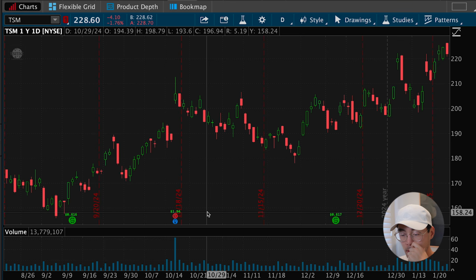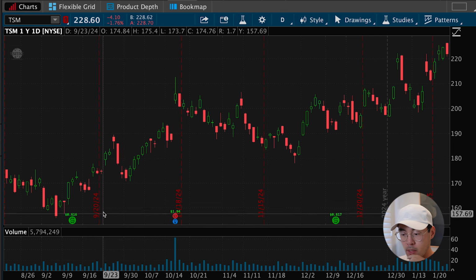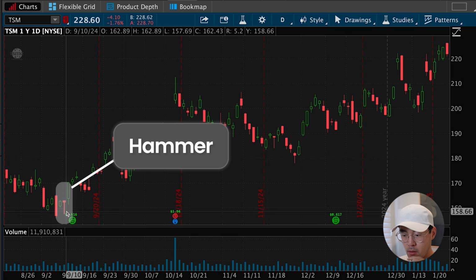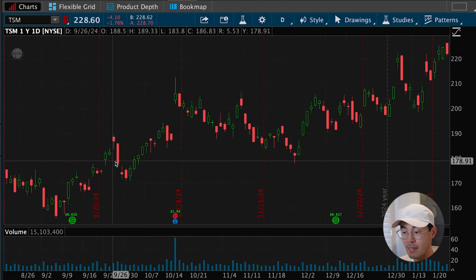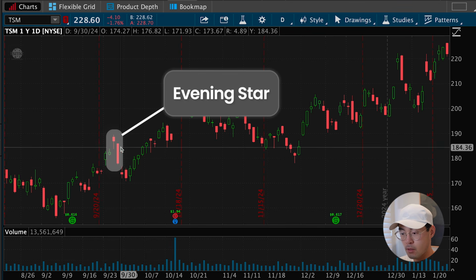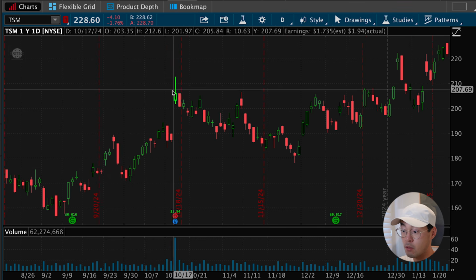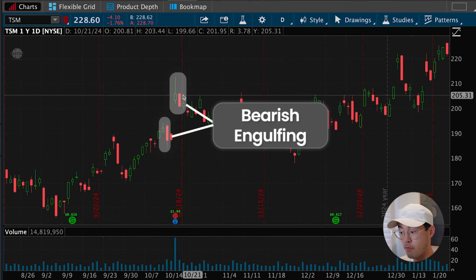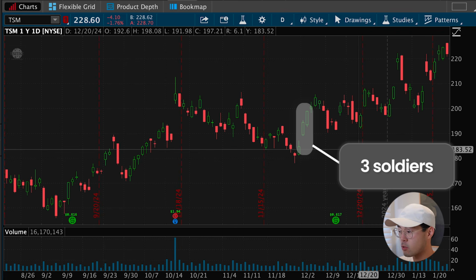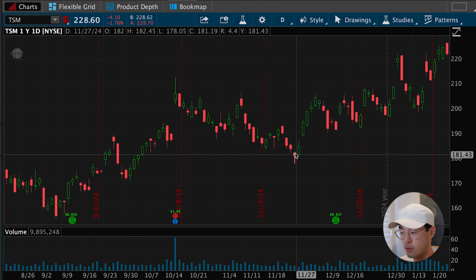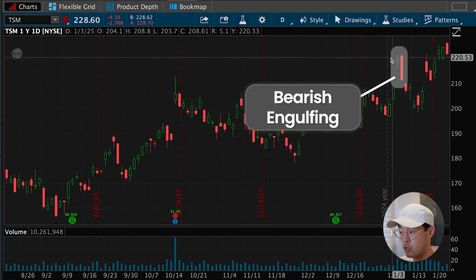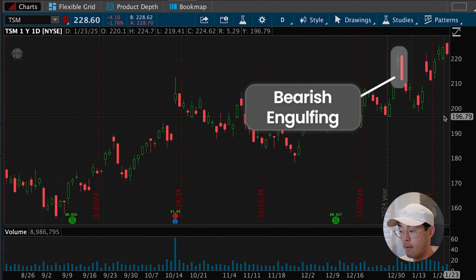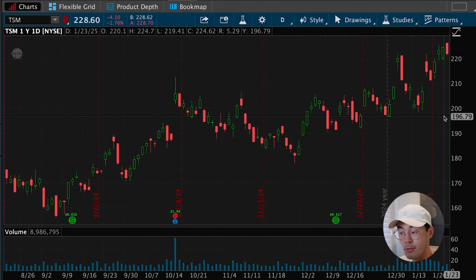For example, right here, you can see this might be a hammer. But this might be an evening star right here, right, up, down, and a large body. This could be here a bearish engulfing, another three soldiers, a doji right here. This is a mini hammer, a bearish engulfing candlestick. Let me know down below if you find any other ones.